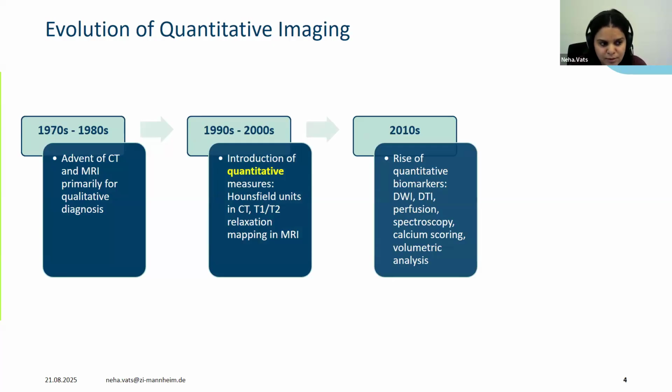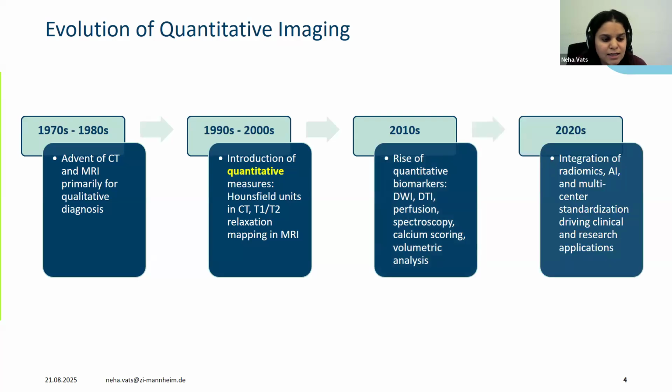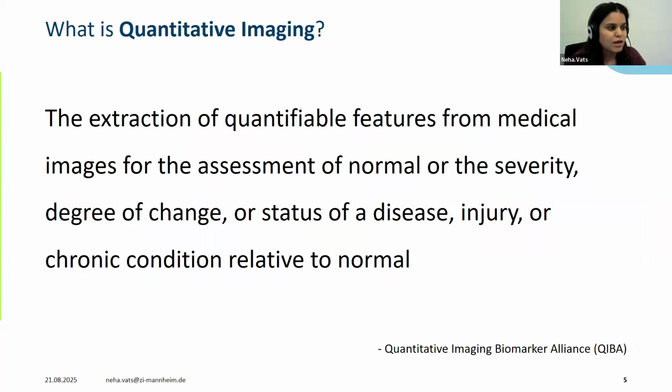We will discuss some of them, covering the basics so that it suits our audience, who are more computer oriented. So I hope that you will be able to get at least some knowledge about it. In the 2020s, we are focusing more on the integration of radiomics, AI, and multi-center standardization, driving clinical and research applications. So first, what is quantitative imaging?